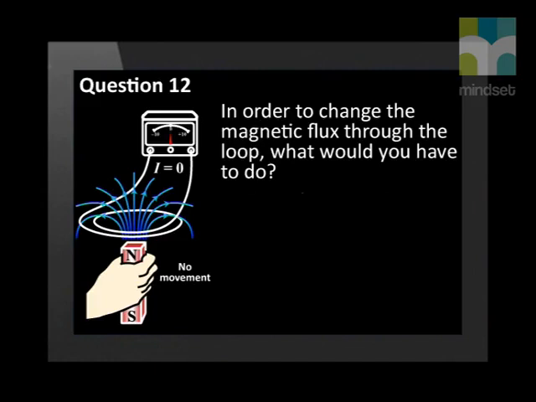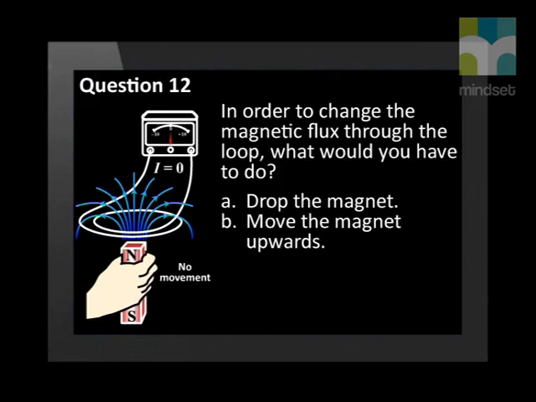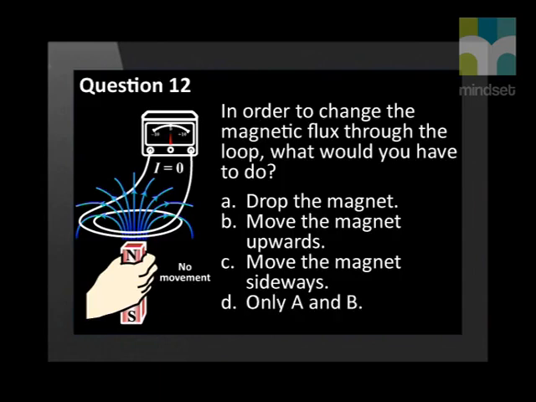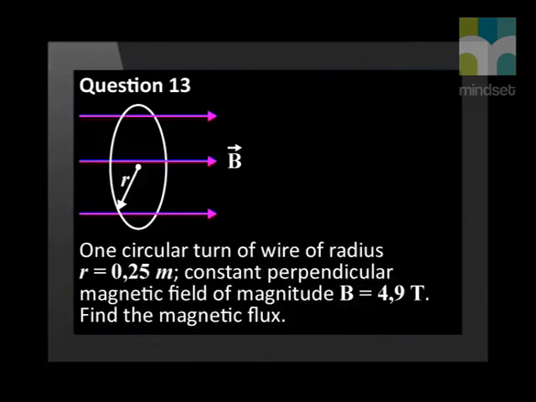Question 12. Choose the correct answer. In order to change the magnetic flux through the loop, what would you have to do? A. Drop the magnet. B. Move the magnet upwards. C. Move the magnet sideways. D. Only A and B. Or E. All of the above.